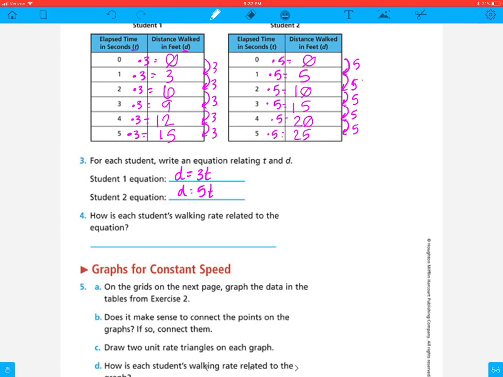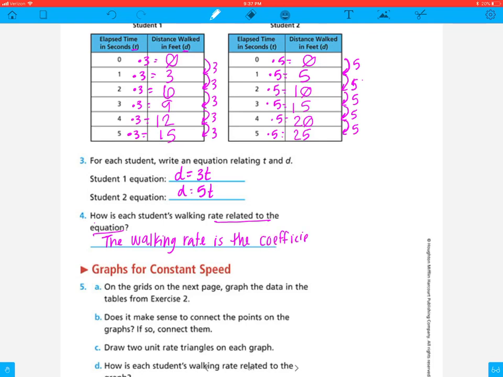So if I wanted to know after 100 seconds, how far did student 2 go? Well, I would do 5 multiplied by 100 and get 500. I would do the same thing for student 1. If I wanted to find out how far they went after 30 seconds, I would do 3 multiplied by 30 and get my distance. And that's how you can really use this to your advantage to see rates.